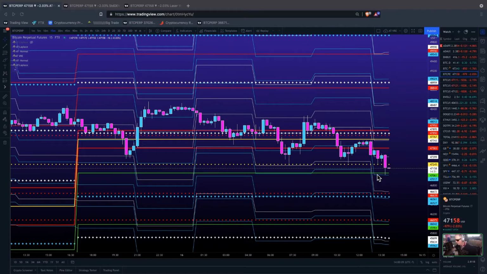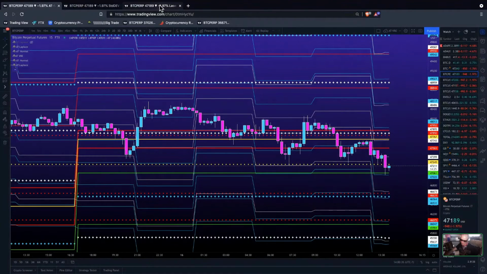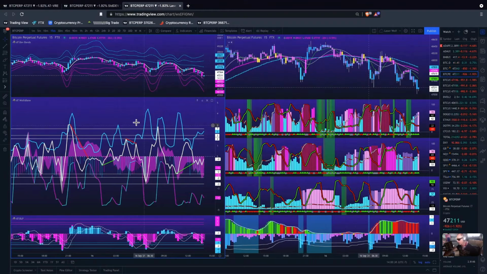Right? These volatility ranges for price action and these standard deviation and probability levels for normal distribution and Laplace distribution hit constantly. This is one of the biggest parts of my trading edge, right? Obviously, along with my main chart, which is right here, looking good with the Wolfsbane.